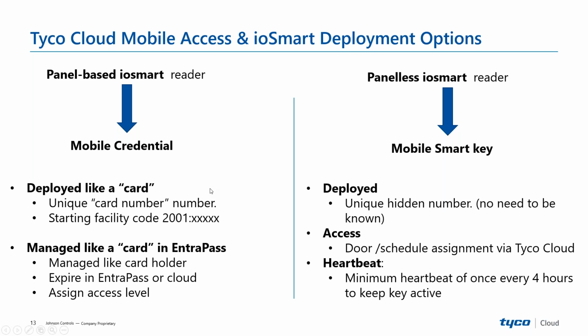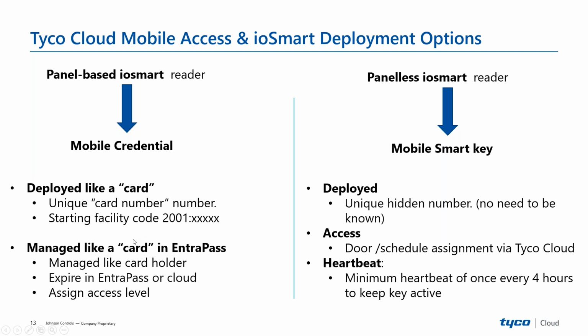In the cloud, you program a credential and it's issued on your phone. So you program a person in your cloud, Bob Smith, and Bob Smith will be given a card number starting with facility code 2001. And then the numbers just go up and up and up, right? The best part of all that is it's entirely unique. So that number you get is entirely unique across the entire Tyco cloud platform. Like ioSmart, like ioProx, the numbers don't get duplicated, right? In Enterpass, you do have to program this in the cloud.